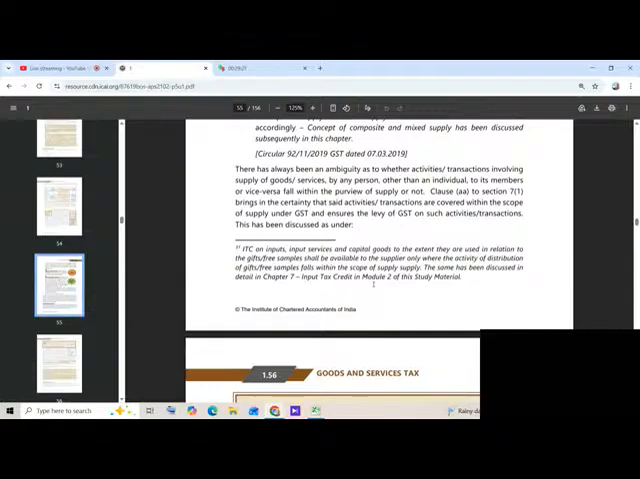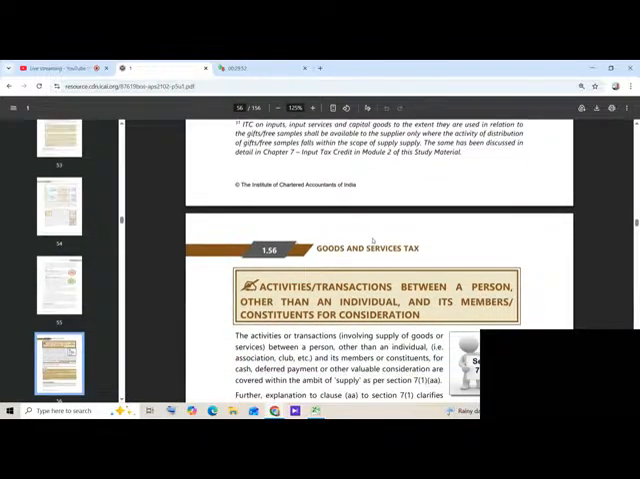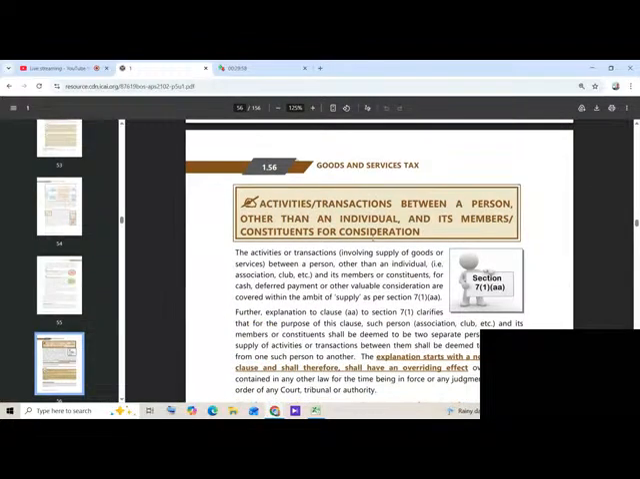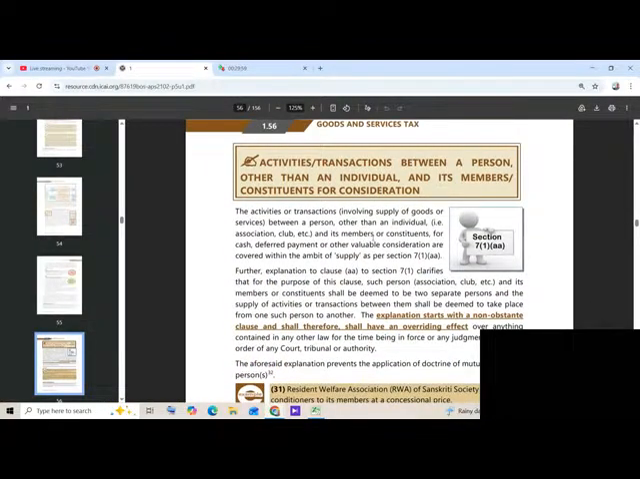There has always been an ambiguity as to whether activities or transactions involving supply of goods or services by a person other than an individual to its members or vice versa fall within the purview of supply or not. Clause (aa) to Section 7(1) brings in the certainty that said activities or transactions are covered within the scope of supply under GST and ensures the levy of GST on such activities or transactions. This has been discussed as under. Activities or transactions between a person other than an individual and its members or constituents for consideration.